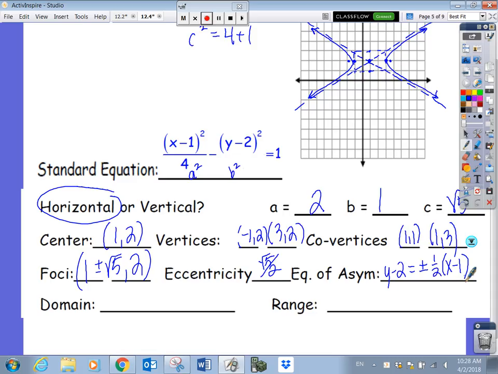Now domain is left and right, so the domain goes from negative infinity all the way to this point right here, which is negative 1, and then it skips over to 3 and goes to infinity. And then the range is the up and down values. All the y values are covered, so that would be negative infinity to infinity. So on hyperbolas, either the domain or the range, one of them will be negative infinity to infinity, depending whether it's a horizontal or vertical hyperbola.